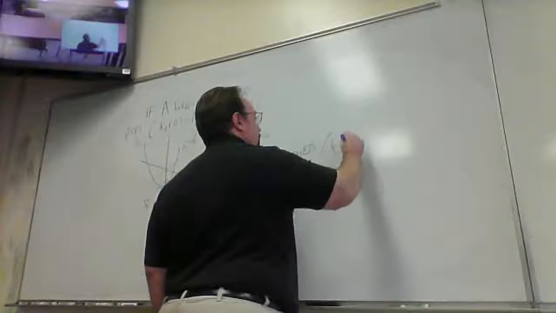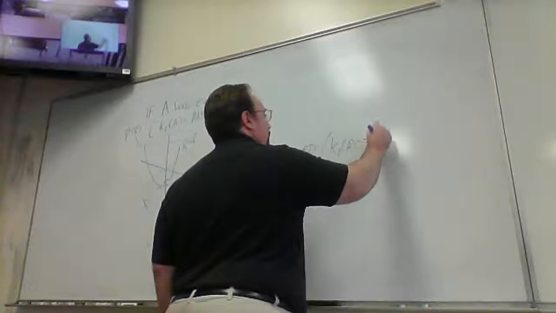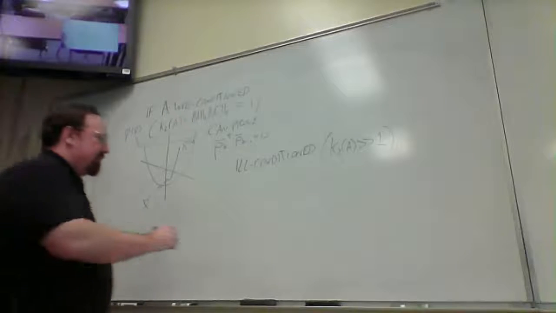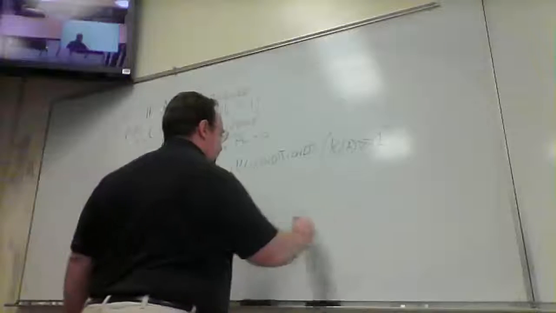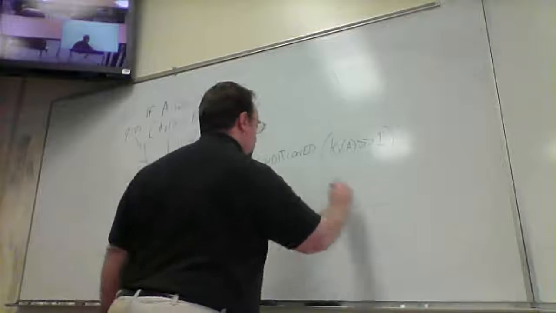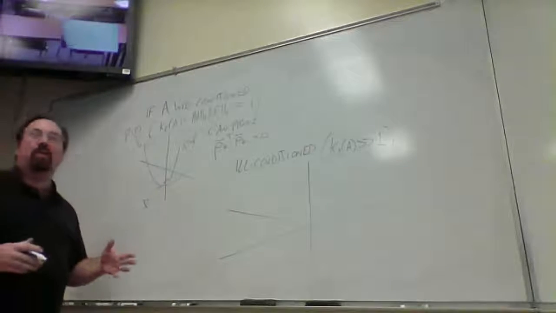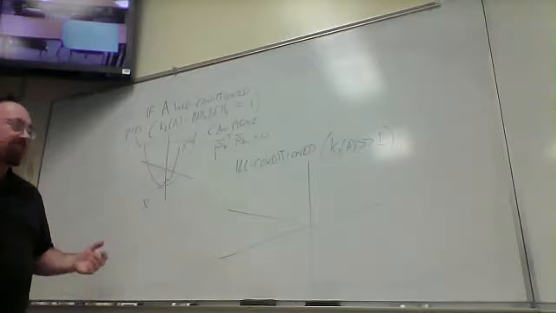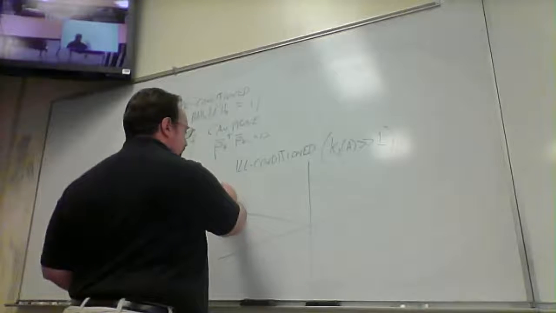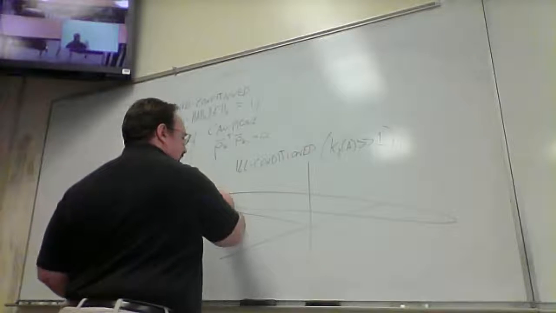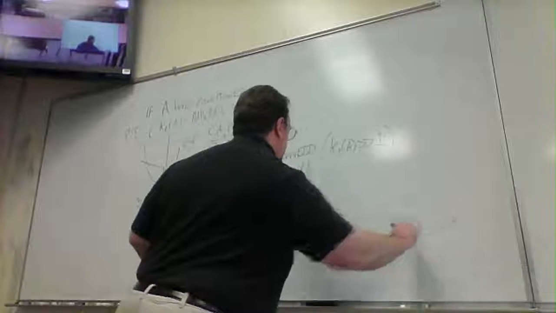So the condition number is much greater than 1. So in that situation, the graph of phi is closer to a gravy boat. The level curves of phi are these really elongated hyperellipsoids.